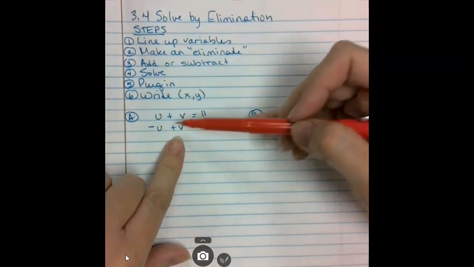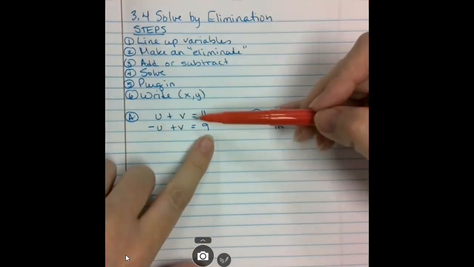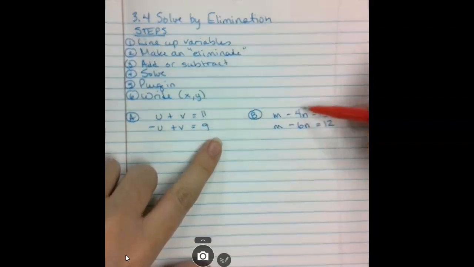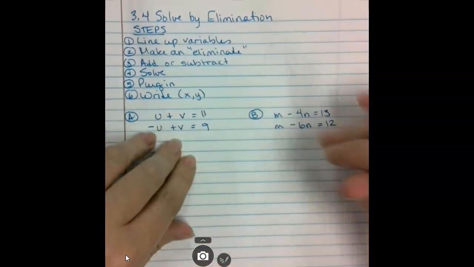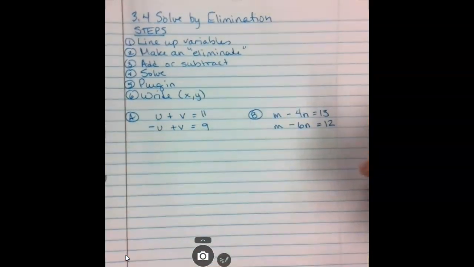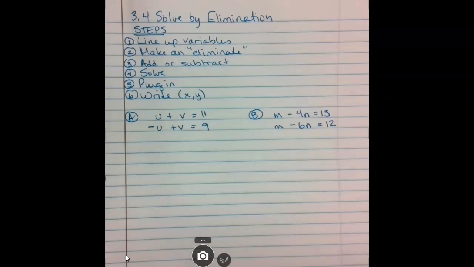You notice my u's are lined up, my v's are lined up, and my equal signs are lined up on each one of these problems. So first we have to get them all lined up like that. Step two, make and eliminate. And eliminate is like a cancel. It's where two things are going to add up to equal 0.